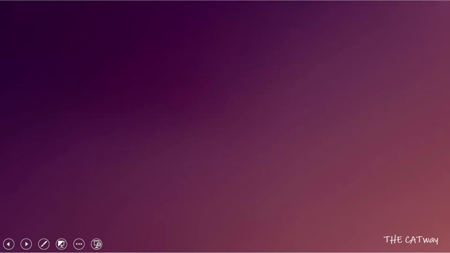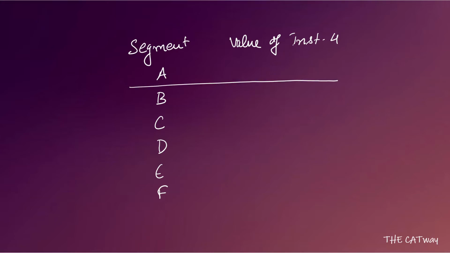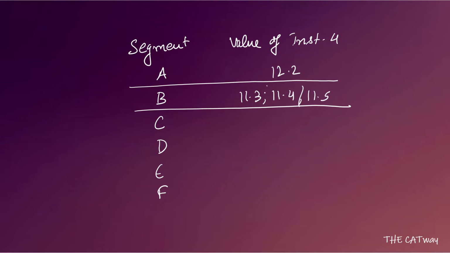So now let's say we have a segment here, A, B, C, D, E, and F, and here we have values of instrument 4. Okay, so for A we had calculated it as 12.2. For B we had calculated it as 12.3, 11.3, 11.4, and 11.5. Let's put a slash, a better way. For C, what do we have? When you calculate it, what you will get is 18.3 and 18.4.